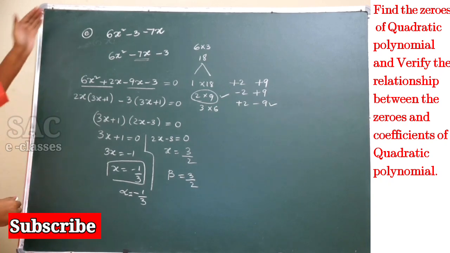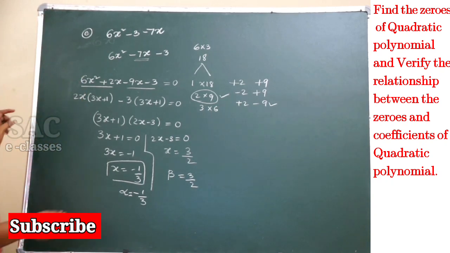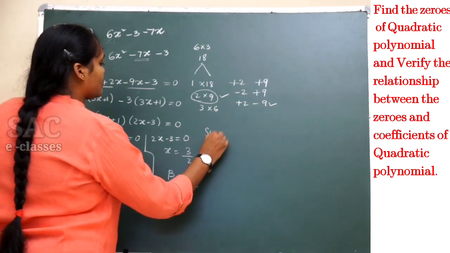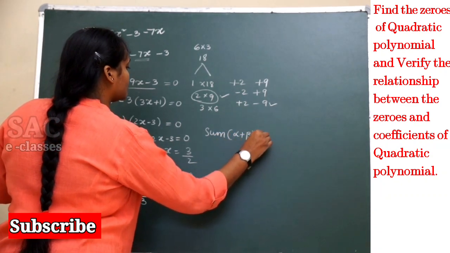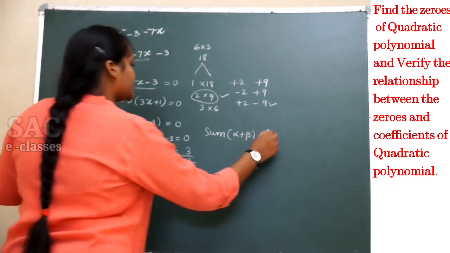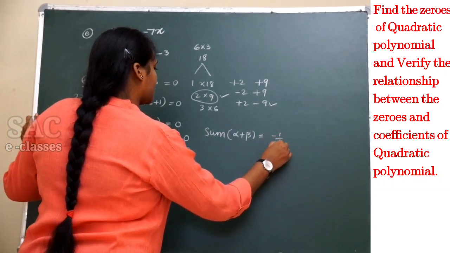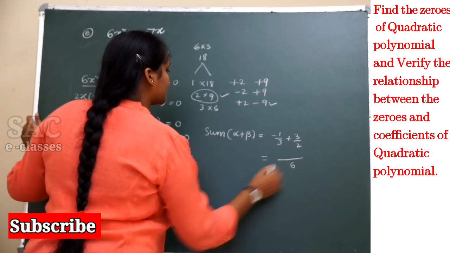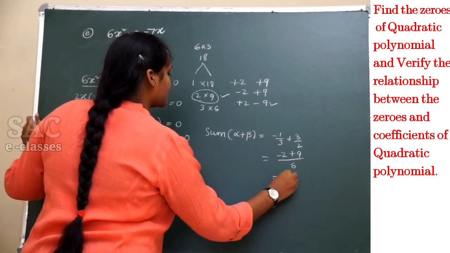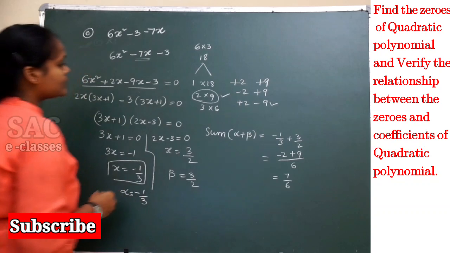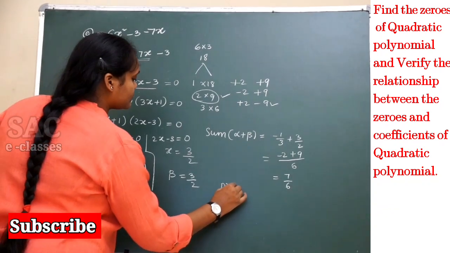Here onwards you know what you are supposed to do. You will verify that the sum, alpha plus beta, is equal to minus 1 by 3 plus 3 by 2, which is 6 minus 2 plus 9. So the answer is 7 by 6. Coming to the product.